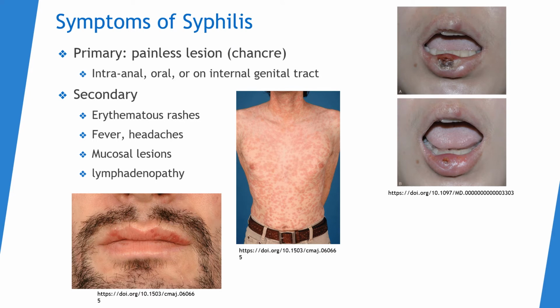Symptoms may vary according to the stage of syphilis. In primary, there would be a lot of painless lesions called chancres. They're located intra-anally, on the oral membranes, or in the internal genital tracts. During the secondary stage, there may be erythematous rashes all over the body. Fevers and headaches may develop. Mucosal lesions and lymphadenopathy can also be symptoms.